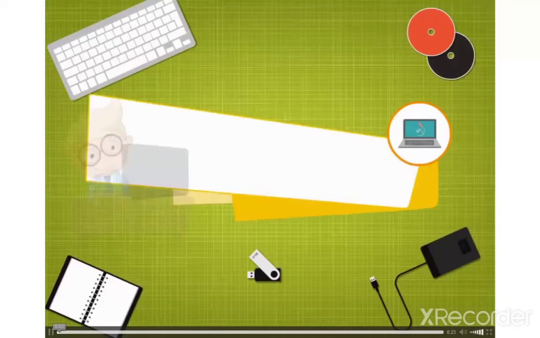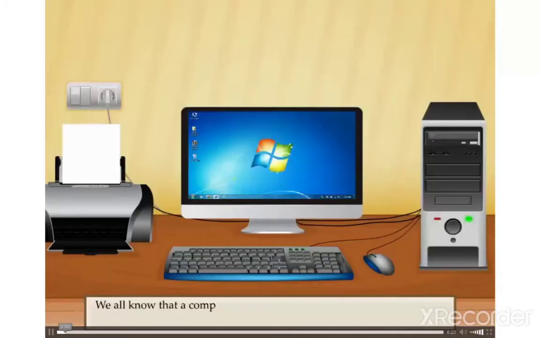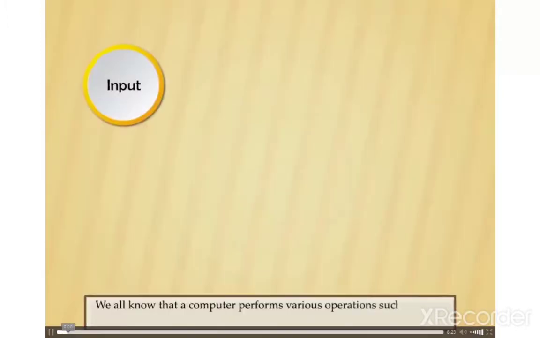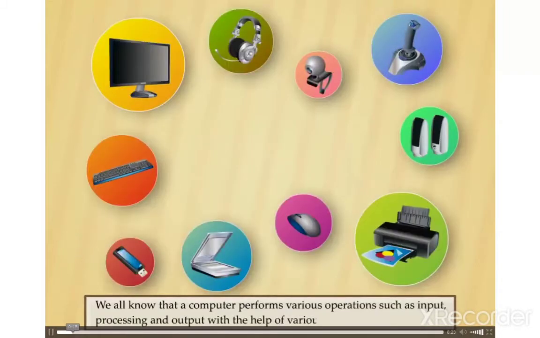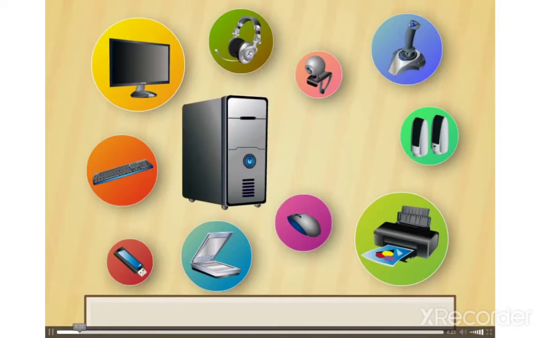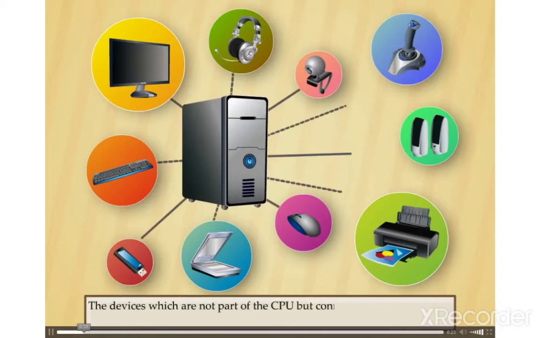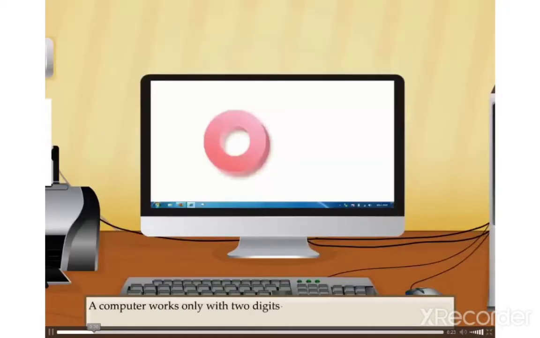Computer memory and storage devices. We all know that a computer performs various operations such as input, processing, and output with the help of various hardware devices. All these devices are connected to the CPU. The devices which are not part of the CPU but connect to it to add functionality are known as computer peripherals. A computer works only with two digits, 0 and 1.